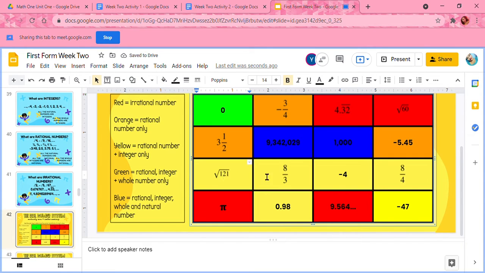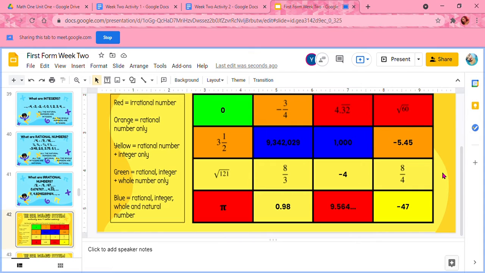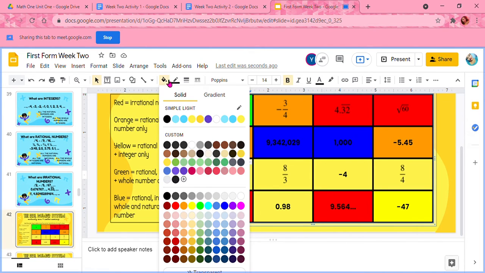What about the square root of 127? Is that 127 or 121? Sorry, 121. Okay. Is there a number that when I multiply it by itself gives me 121? Yes, 11. Okay, very good. So what kind of number is that? Is it rational or irrational? Rational. Very good.